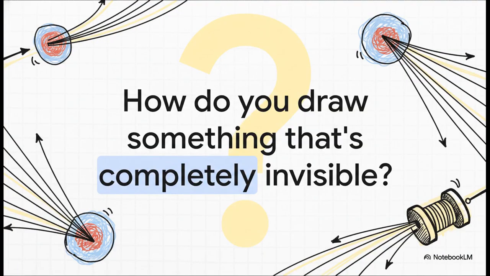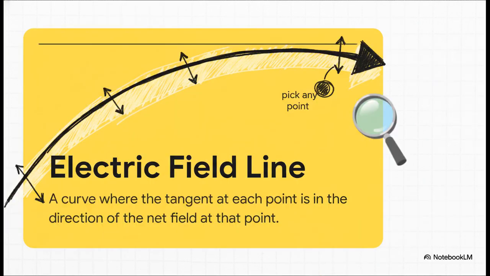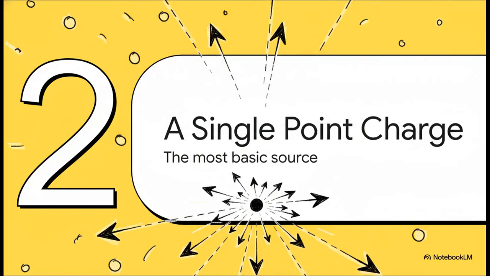It's a question that brilliant minds like Michael Faraday wrestled with. He knew these fields of force were real, but he needed a way to see them in his mind's eye, to make them intuitive. And this was his absolutely genius solution, the electric field line. It's such a simple but powerful idea. Just think of it like a current in a river. If you pick any spot on one of these lines, the direction the force is pushing right there, it's just the tangent to the curve at that exact point. So let's see how this actually works.